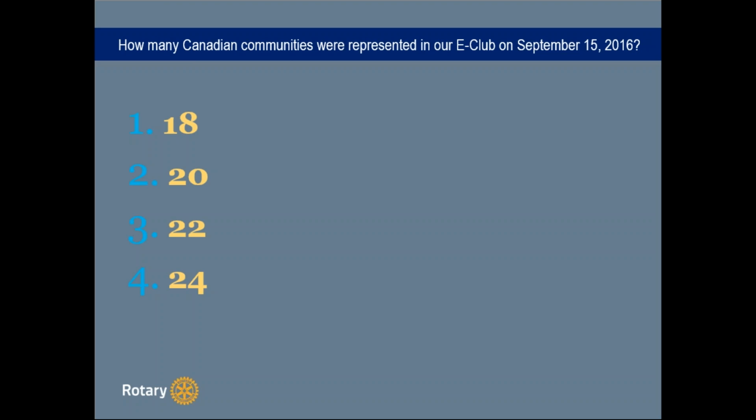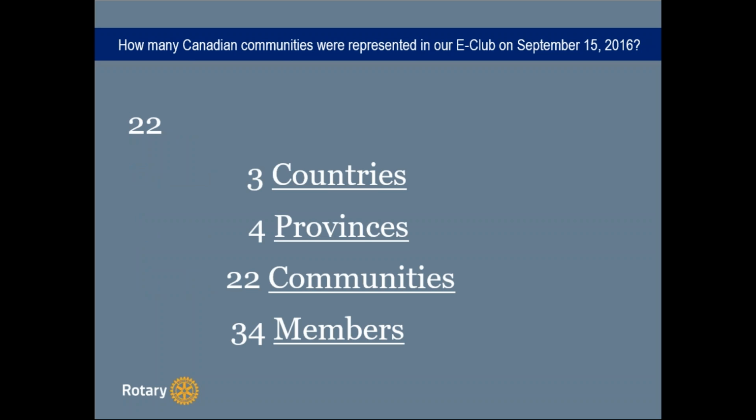I took some time to put this together because I went to everybody's address. 18. 22. 24. That's because it hadn't been mentioned, right? But 22 is right. We are in 3 countries, 4 provinces, 22 communities, and on the 15th, 34. Now we have 36 members, plus 2 honorary members. Hopefully that goes to the E-Club's points, the E-team.